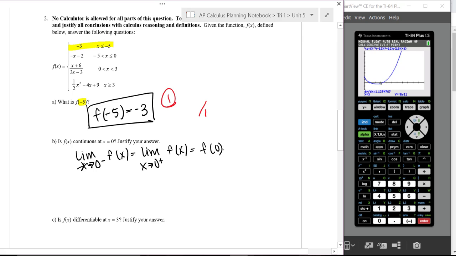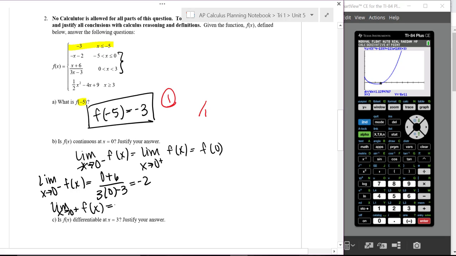So I'm looking at what two pieces, where is that break occurring? And it looks like I'm going to be using these two functions, negative x minus 2 and then x plus 6 over 3x minus 3. So we have that left bound. Limit as x approaches 0 from the left. We're going to be using that 0 plus 6 over 3 times 0 minus 3, which is negative 2. The limit as x approaches 0 from the right is going to be, oh, whoops, I did the wrong one there. This one is going to be that 0 plus 6 over 3 times 0 minus 3. It's negative 2, and let me fix that left-hand bound. My bad right here.